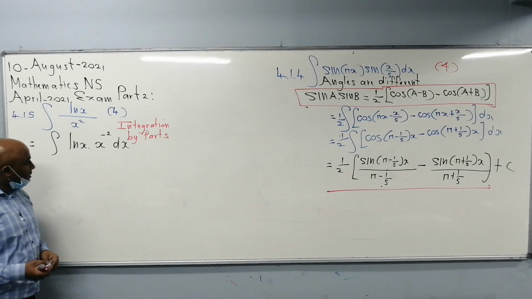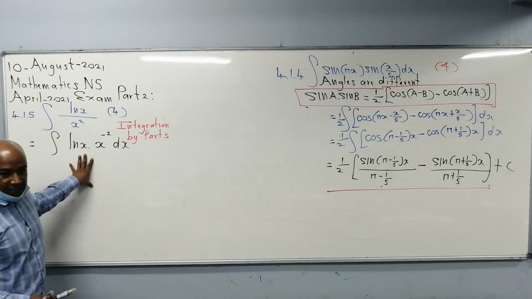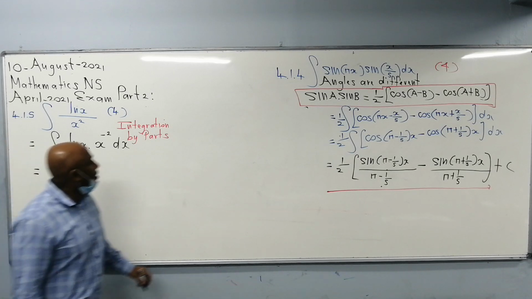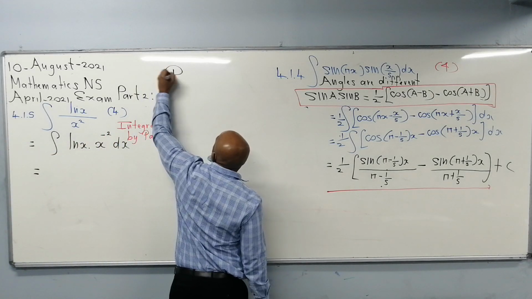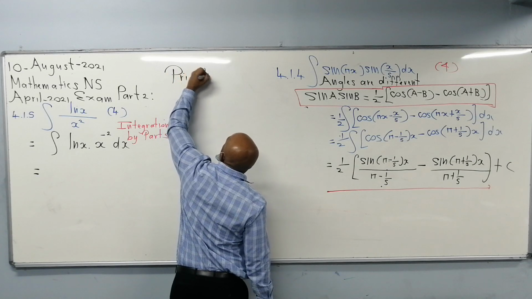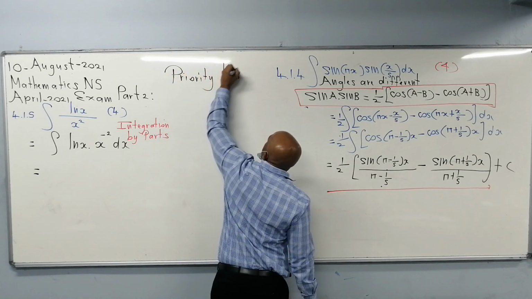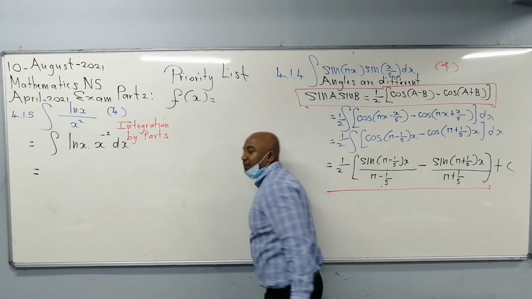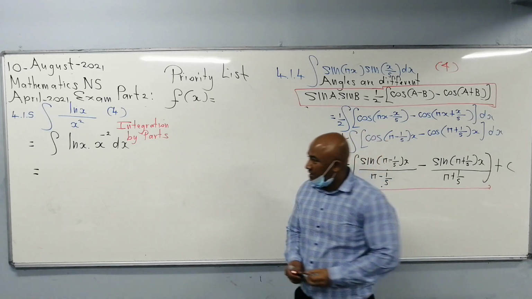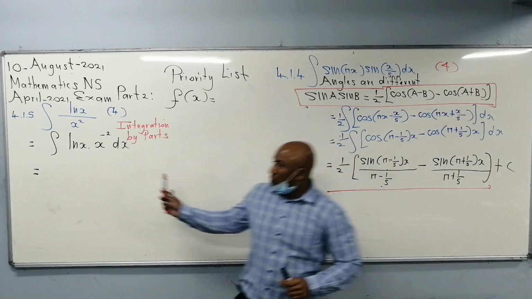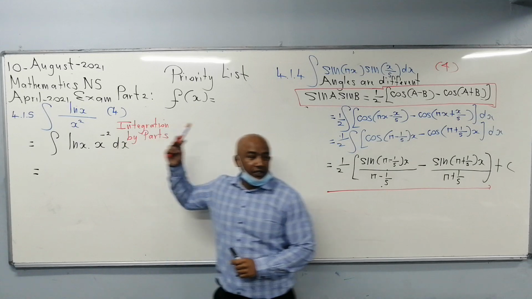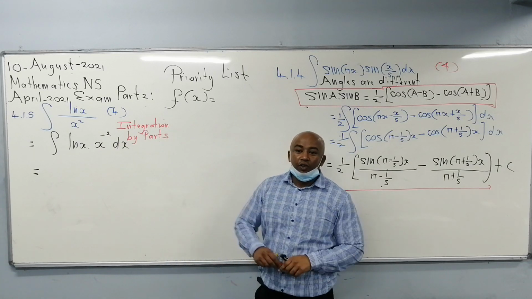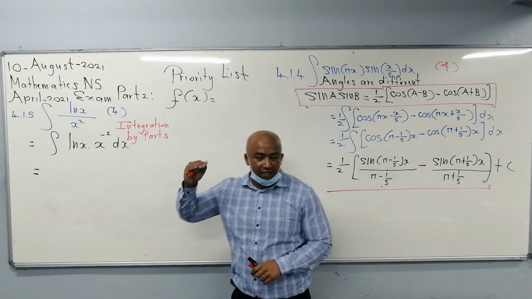Alright, if you know that this is integration by parts, now you go to your priority list. And what is your priority list for f of x? Remember, you go to your priority list and then you choose f of x. The priority list is for choosing f of x. One of these two will be called f of x. Not just any one of them. You have to follow the order of the priority list.